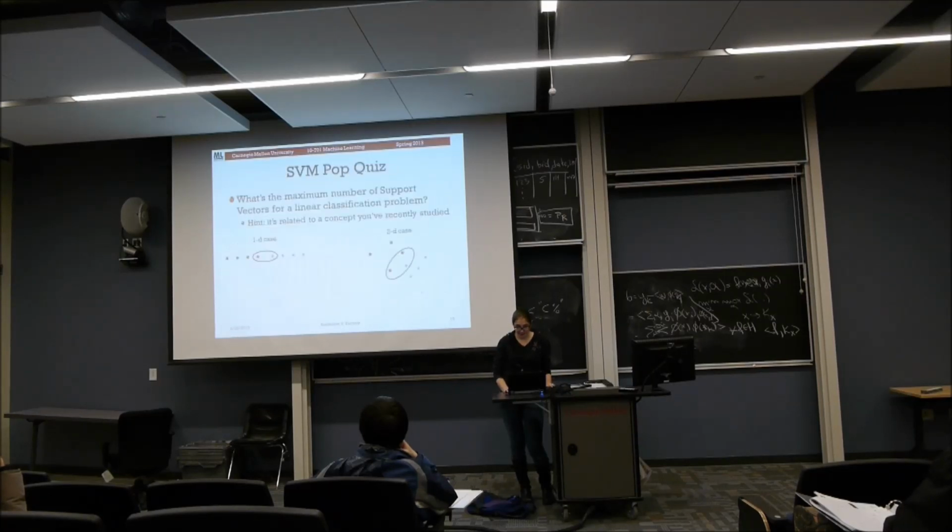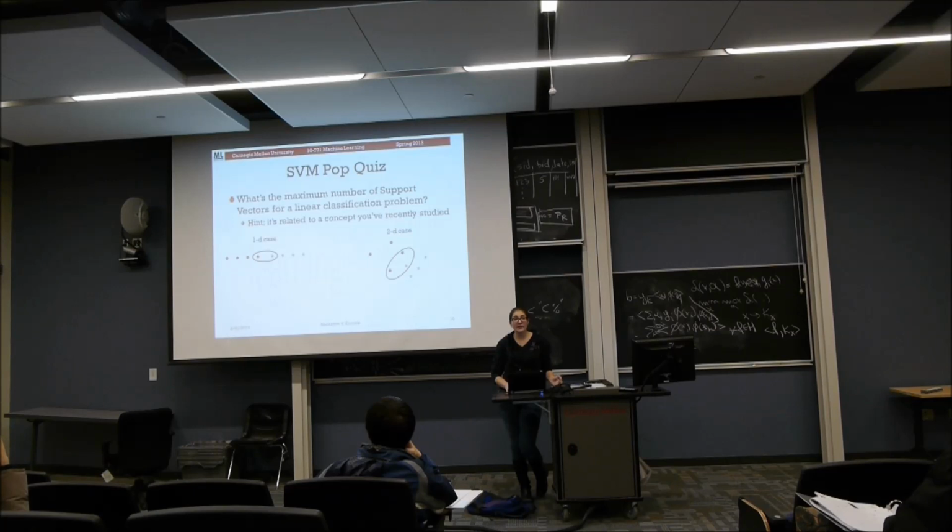All right. So let's try to solve this SVM problem. What's the maximum number of support vectors for a linear classification problem? Or better yet, what's the maximum number of useful support vectors for a linear classification problem? This is related to something you've recently studied.